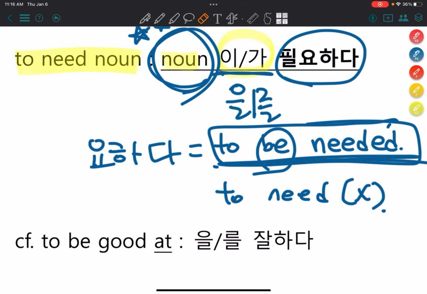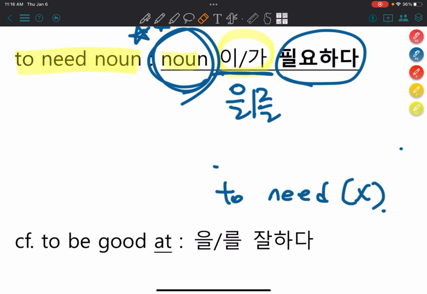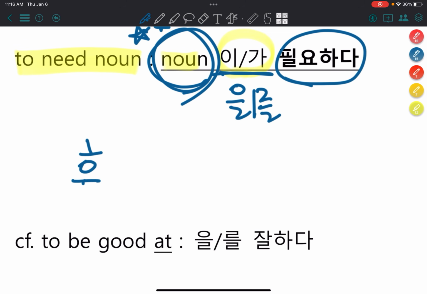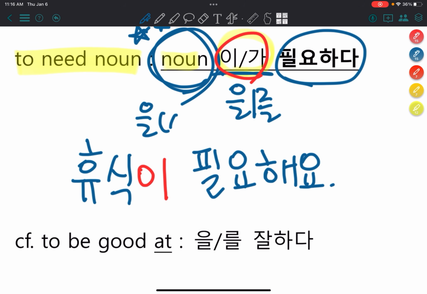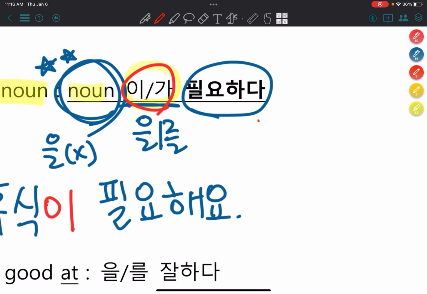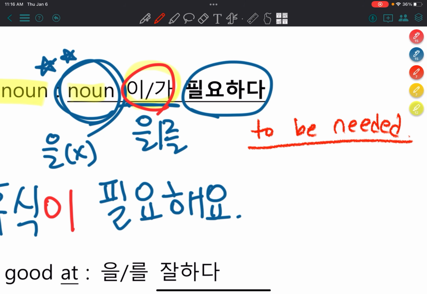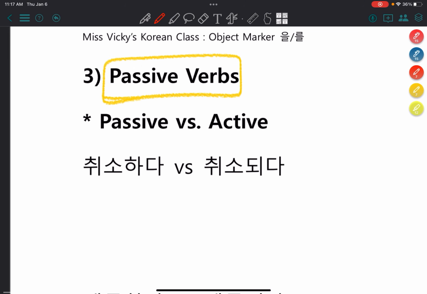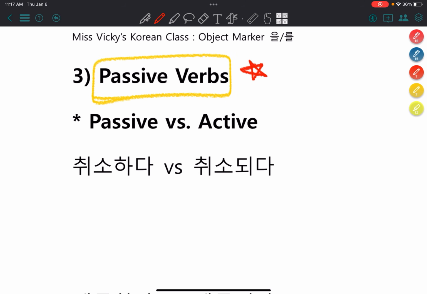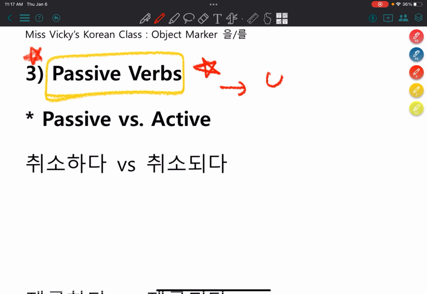So if you want to say I need a break, like I need a rest, you can say 휴식, which means rest, 휴식이 필요해요. I need rest. Not 휴식을 필요해요, right? And speaking of to be needed, this verb is different from to need, in that to be needed is a passive form. So for the passive form of verbs, it's always followed by 이/가 instead of 을.